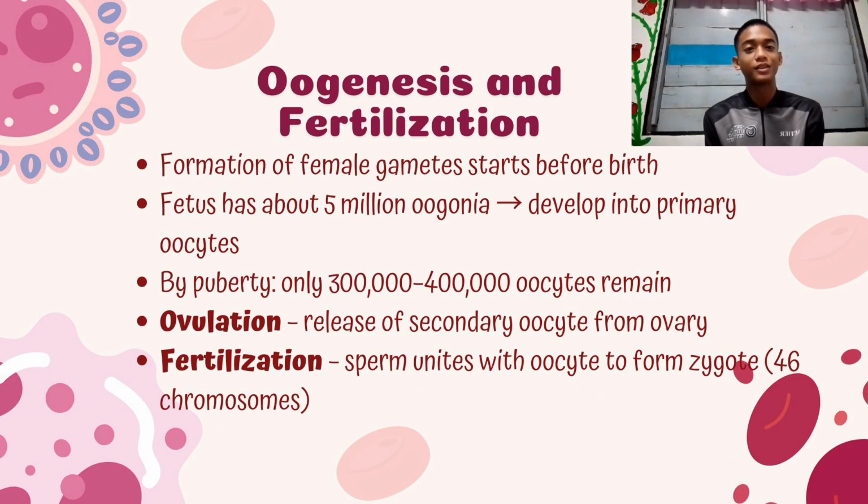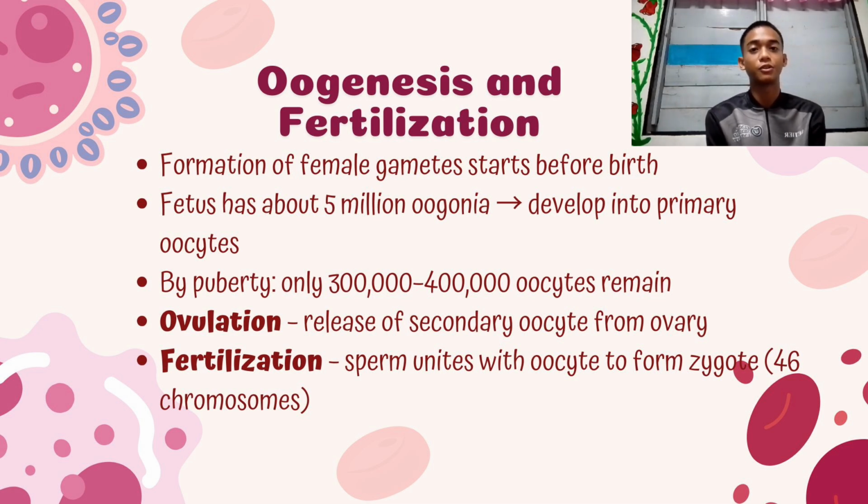Now, let's talk about oogenesis and fertilization. The formation of female gametes starts in the mother's womb, and a fetus has about 5 million oogonia, which then develop into primary oocytes. After giving birth, only 2 million oocytes remain. Then by puberty, only 300,000 to 400,000 oocytes remain.